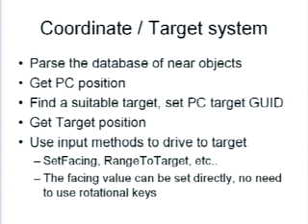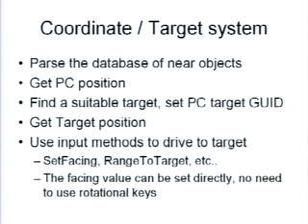All right, so we parse the database of the near objects. We get the player position. We find a suitable target. We set the PC's target GUID. There's actually a target field. You set it to the GUID of the thing you want to kill. What that does is immediately on the screen of WoW, boom, you have that target. Then if you hit 1 or something, you're going to attack that target, right? So you find the suitable target and you set that GUID.